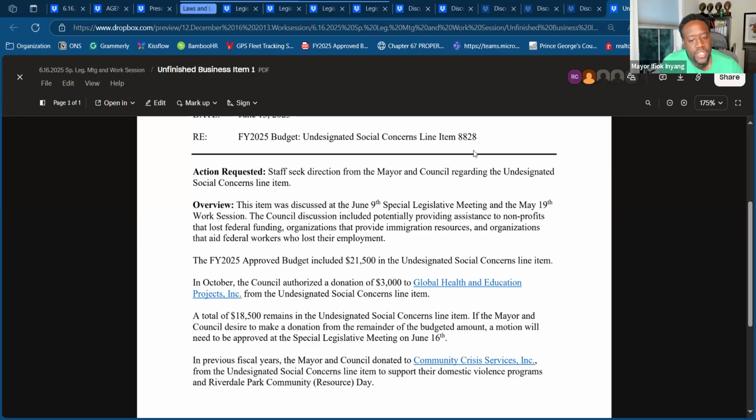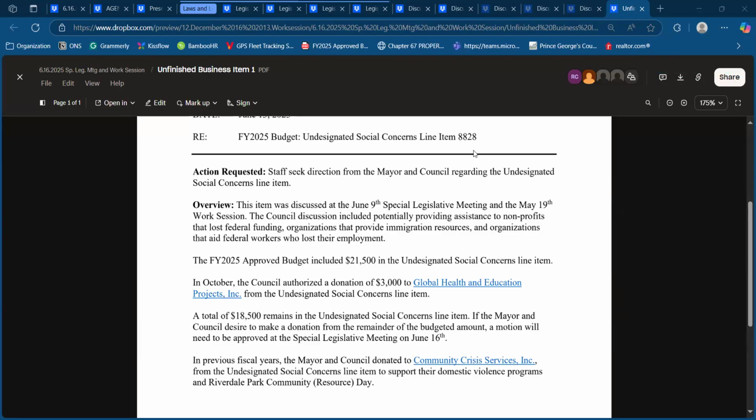Motion by Councilmember Smith, seconded by Councilmember Foe, to move $18,500 from the FY25 budget undesignated social concerns line item to the Economic Development Fund. Any discussion on this motion?